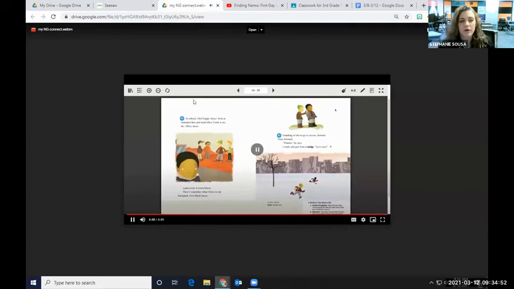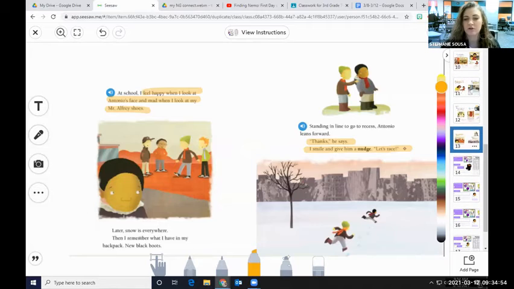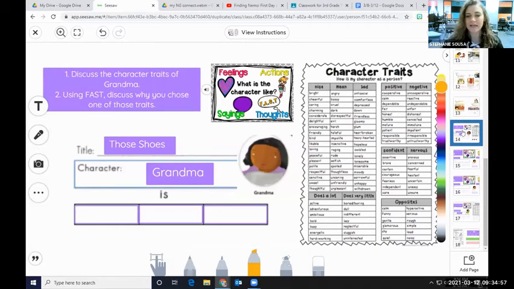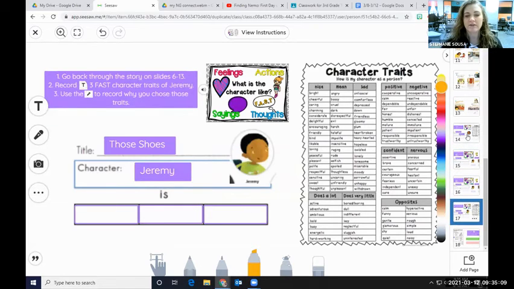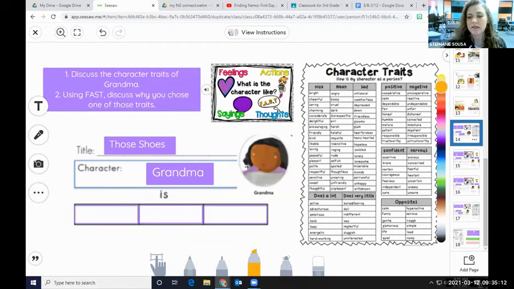All right, so that is our text. Hopefully, as we were reading, you were able to highlight some evidence of character traits because you are going to need it for slides 14 through 17 today. This is your independent work. On slides 14, 15, 16, and 17, there are characters. Take a look at slide 14. The character that we are talking about is Grandma. You are going to discuss the character traits of Grandma, and using FAST, you're going to discuss why you chose one of those traits.